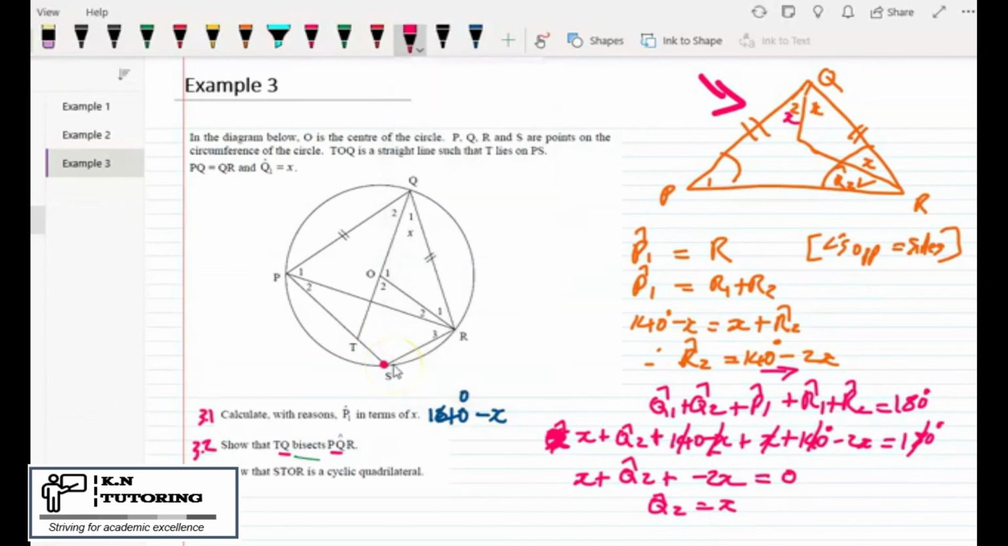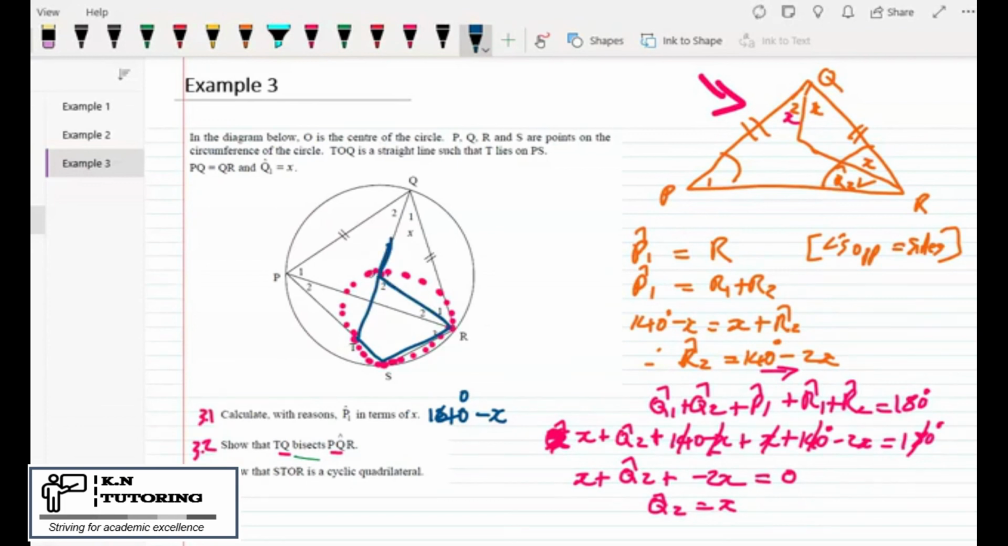I'm going to mark that so that we can see STOR. If this is the case, it means there's an imaginary circle that is passing there. But if you look at this, it shows that this is going to be our cyclic quad. This is what this problem wants us to look at.